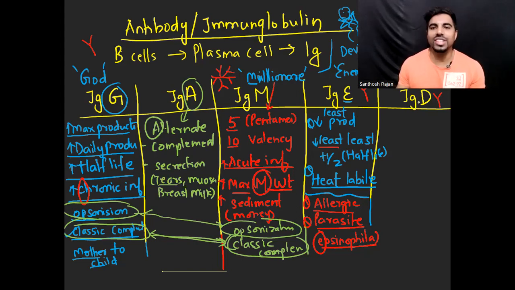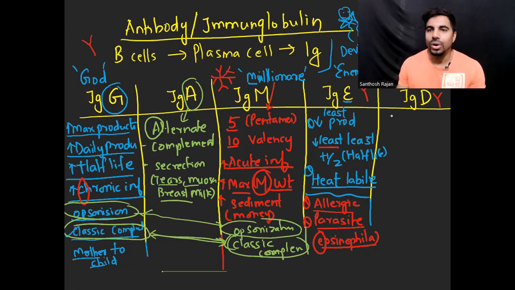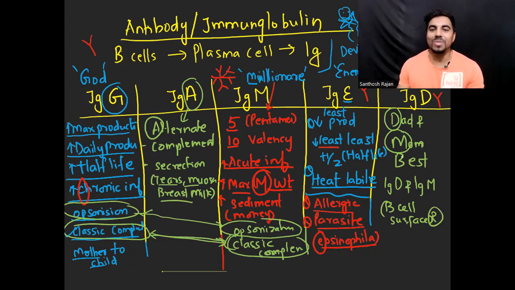What about D? D is important, but there is nothing much to do for D. Just remember. How to remember IgD? Dad, and mom. Everyone's dad and mom are best. Why did I say that? Because IgD and IgM immunoglobulins, where are they? On the B cell surface, they are receptors on the B cell. They have an important role. Which ones? Your dad and mom, that is immunoglobulin D and immunoglobulin M.